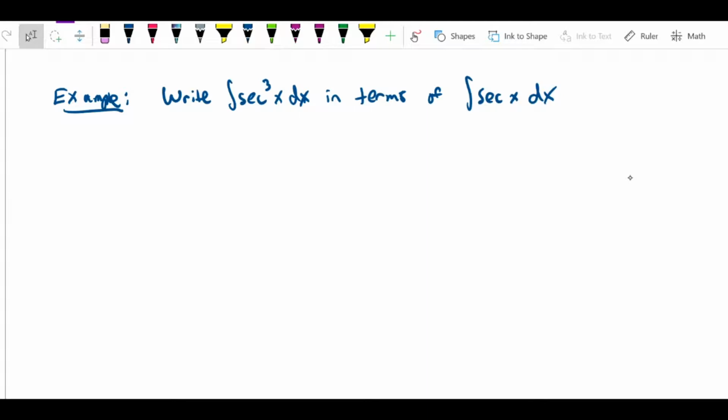I want to use this to demonstrate another principle, which is that sometimes it is actually useful to be able to write the integral of one power of a trig function in terms of a lower power of the same function. So what we want to do is write the integral of secant cubed x in terms of the integral of secant x. So this is how you're going to do that.